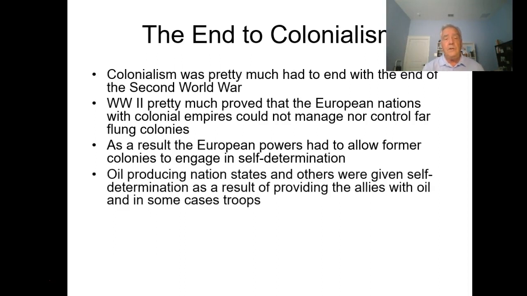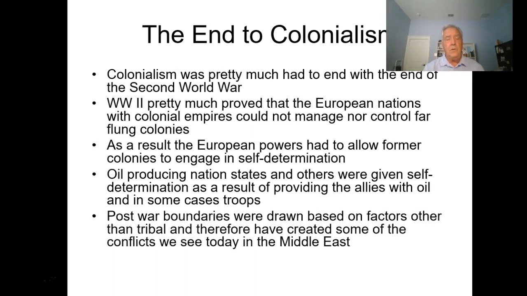Oil-producing nations, states, and others were given self-determination as a result of providing the Allies with oil and, in some cases, troops. This is particularly true of the Far East, the oil-producing states. They were critical in the war because the Allies, for instance, wanted to make sure that Germany did not get their hands on Arab oil. So they did everything they could to make sure that the Arab countries remained within the Allied camp.